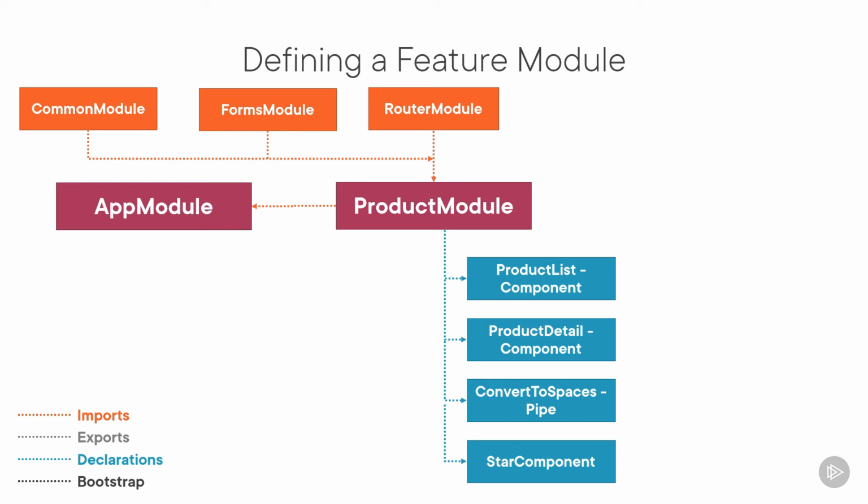As we build our application, we'll build more features. Each logical set of features will have their own feature module, and each feature module will most likely need the common module for common directives such as ngFor and ngIf, the forms module for ngModel and two-way binding, and we may have other features that want to reuse our star component. Do we really want to repeat all of this in each feature module? There has to be a better way.